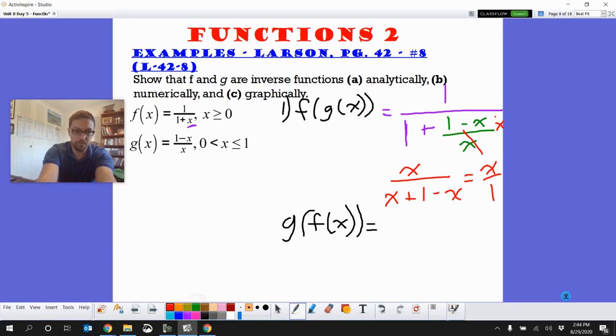So we're going to do g in green. So we've got 1 minus, we're going to have to put a thing there, over somebody else. And that thing that we're going to have to put there is f of x, which is 1 over 1 plus x. And then we'll put that same thing in the denominator, 1 over 1 plus x.